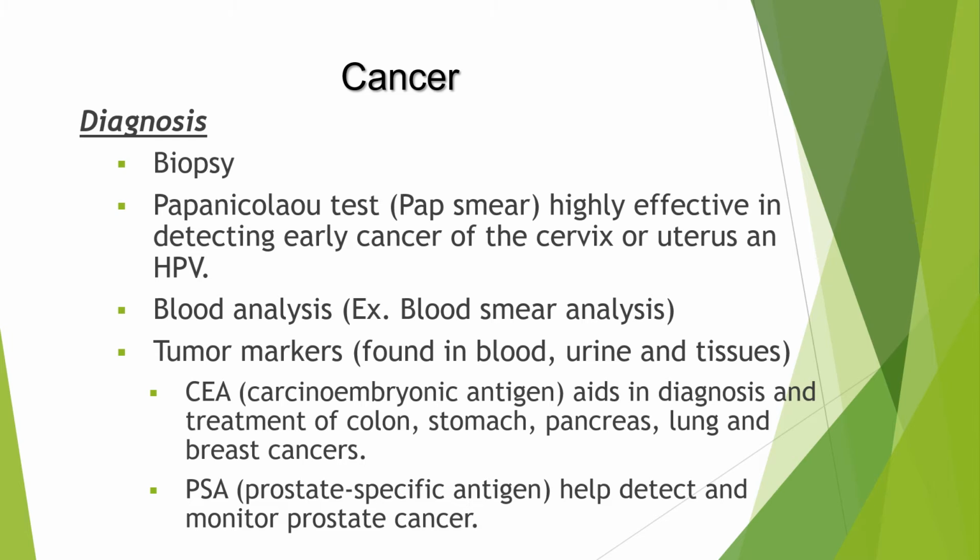Blood analysis can be used to count and mark abnormal blood cells that could be indicative of certain blood cancers like leukemias. Other blood, urine, or tissue tests can look for tumor markers. An example of a tumor marker would be the CEA test, or the carcinoembryonic antigen test. This test aids in the diagnosis and treatment of colon, stomach, pancreas, lung, and breast cancer. The PSA test, or prostate-specific antigen test, helps detect and monitor cancer in what? Well, you guessed it, the prostate, hence the name of the test.